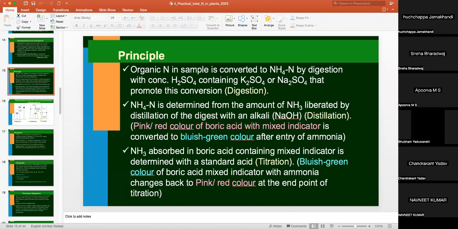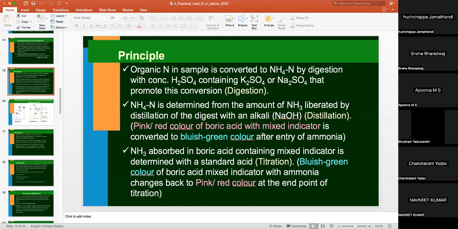So finally, you need to convert all kinds of nitrogen into ammonium form by digestion with concentrated sulfuric acid containing potassium sulfate or sodium sulfate that promote this conversion. That is the basic principle for digestion. Because nitrogen estimation has three parts. One is digestion, other is distillation, and third one is titration. So in digestion, you decompose the organic matter, you mineralize it artificially with the help of sulfuric acid.